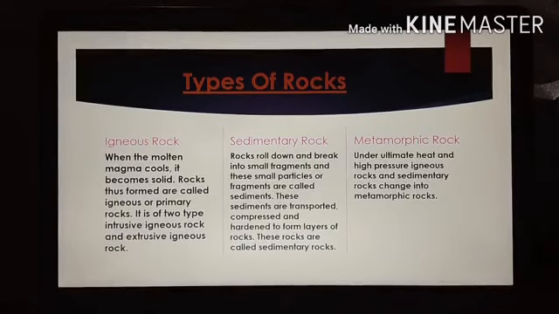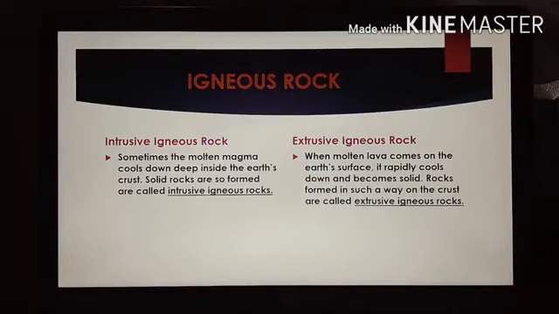Again, with the help of intense heat and pressure, both igneous and sedimentary rocks can change into metamorphic rock.